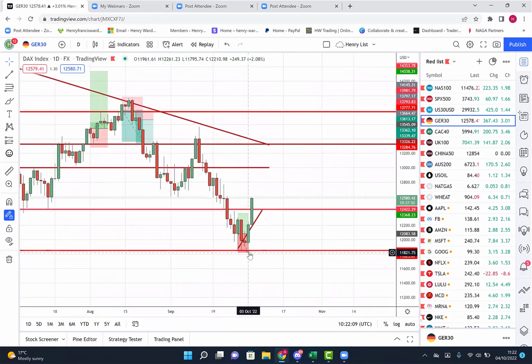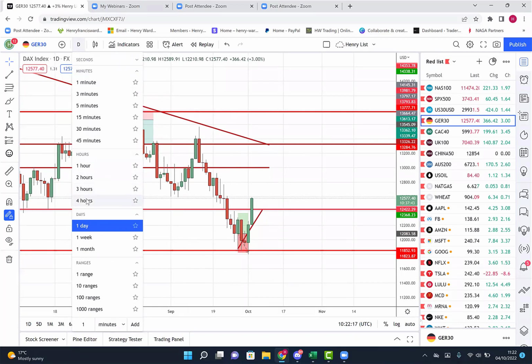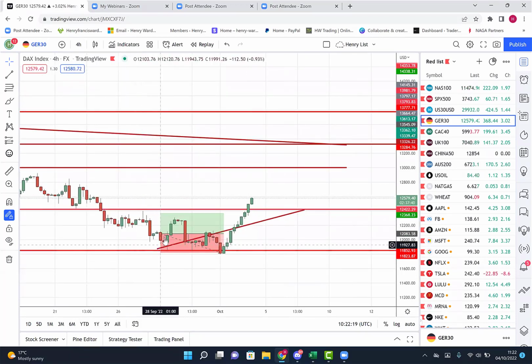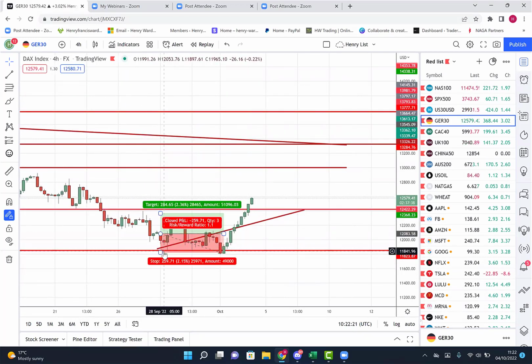Now, we talked about taking this on a smaller time frame. If you drop up down to the 4-hour chart, look, there was the entry and there was a stop loss. And look what happened. We got triggered in here.